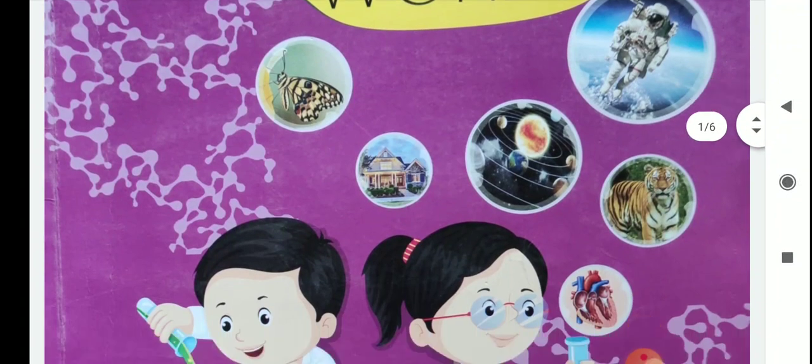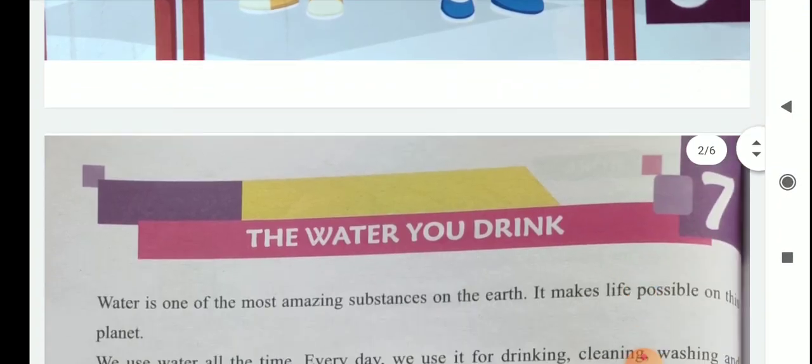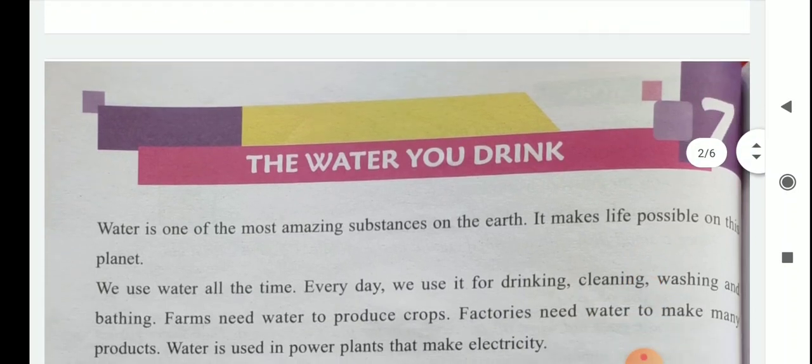Children, today we will discuss chapter 7, that is the water you drink. In this chapter we will discuss water, the importance of water, and the sources of water.